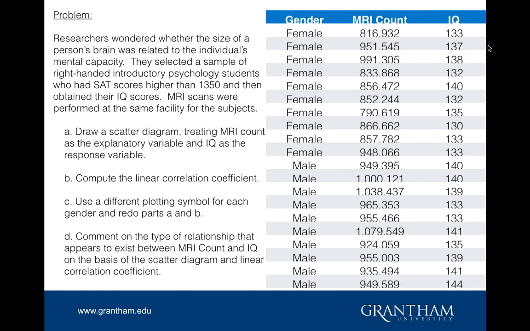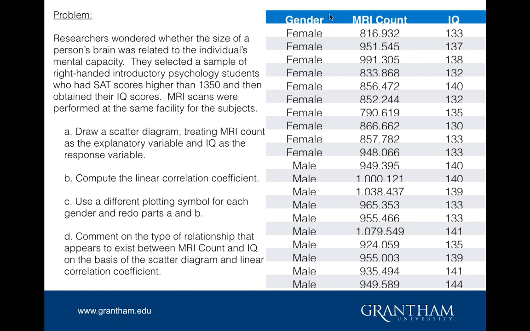Now, is this true? Are people with big heads smarter, or are people with big brains actually smarter than the average individual, or smarter than people that have smaller brains? Now, what the researchers wanted to do is to find out whether or not this really is true. And so they selected a sample of psychology students who had SAT scores higher than 1,350. This is on the scale from a few years ago, where the highest score was 1,600. And then they took their IQ scores. Now, this is the important part.